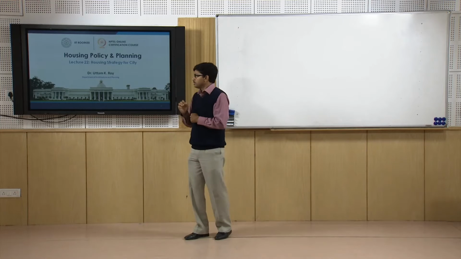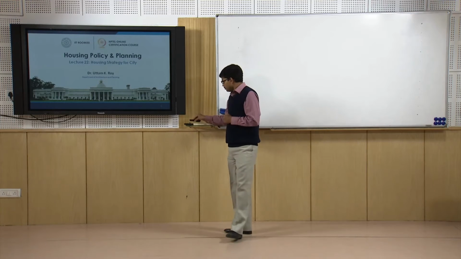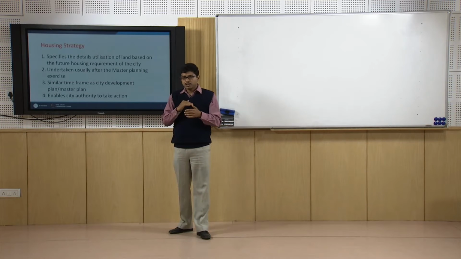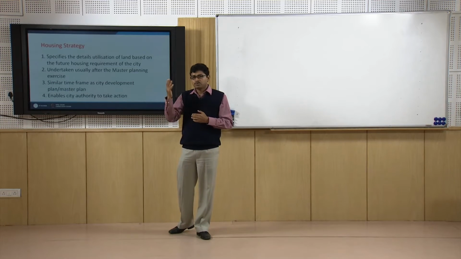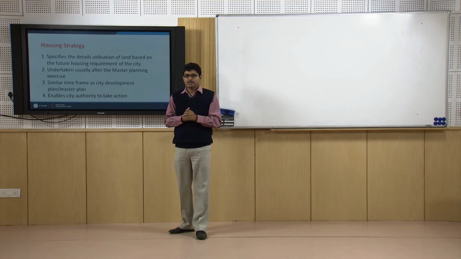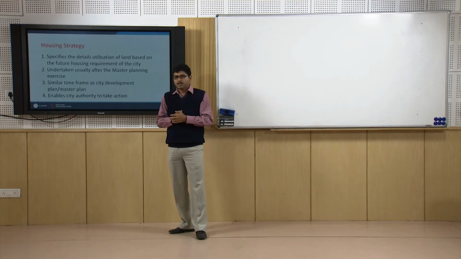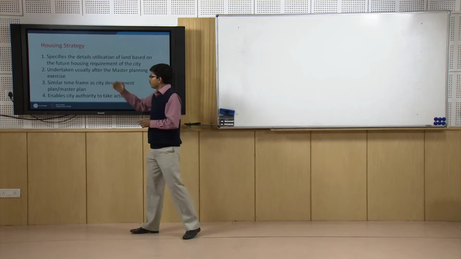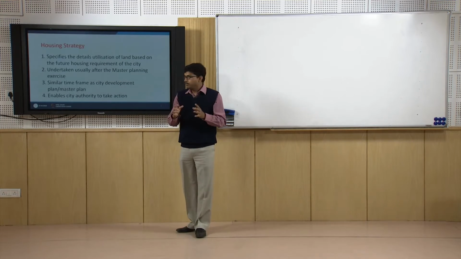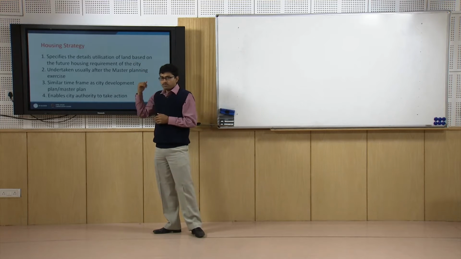The basic objective of the housing strategy is that we make a detailed plan. The housing strategy specifies the details of utilization of land based on the future housing requirement of the city. In a city planning exercise, we project the current population, and based on the future projected population, we allocate the bulk or gross land as gross residential land use. But in the housing strategy, we specify the detailed utilization of the land in terms of typology and built form, as per the future requirement.